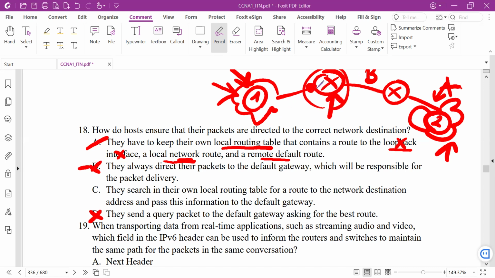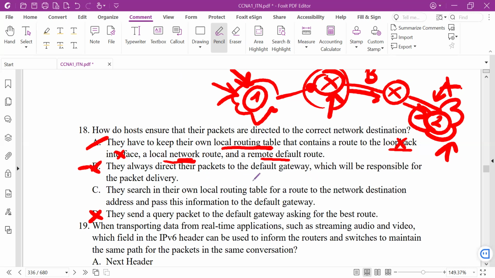Then the router will decide which is the best path to the destination network. How does it decide? It looks at its routing table. With the routing table, it knows I'm going to forward to this router, which knows the destination network, something like that. So they always direct their packets to the default gateway. That is not always the case. What is responsible for the packet delivery is the router itself, which knows the destination networks.